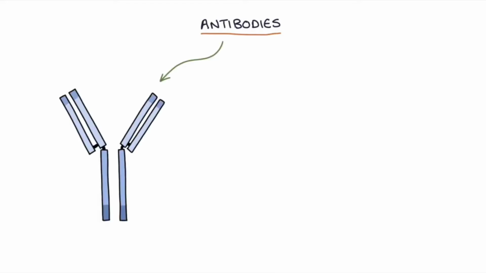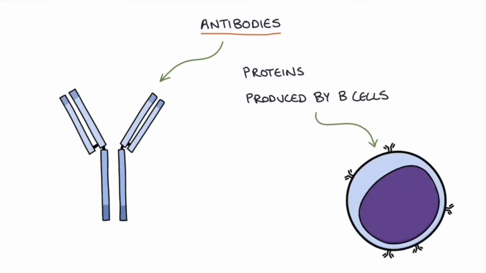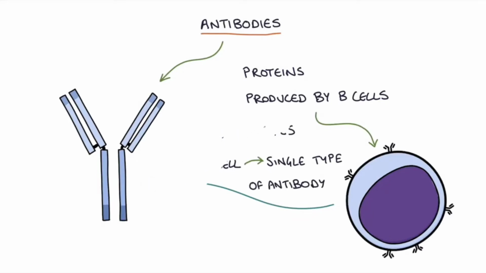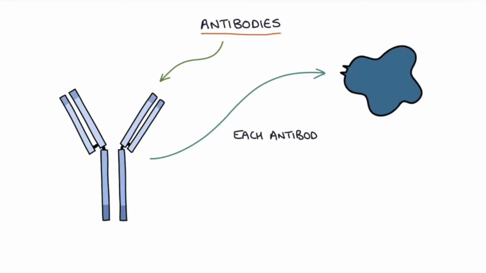Firstly, it's essential to have a very basic understanding about antibodies, otherwise you'll find it extremely hard to understand hepatitis B serology. Antibodies are basically proteins that are produced by B cells. There are millions of types of antibodies, and each B cell only produces a single type of antibody. This single type of antibody only targets a single type of protein. The protein that's targeted by an antibody is called an antigen.